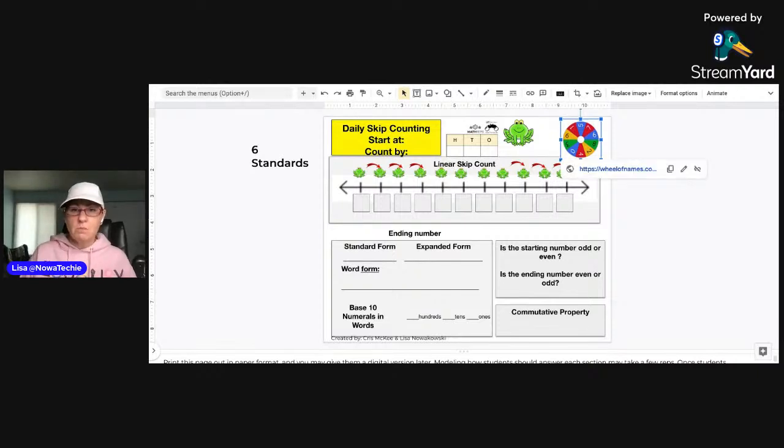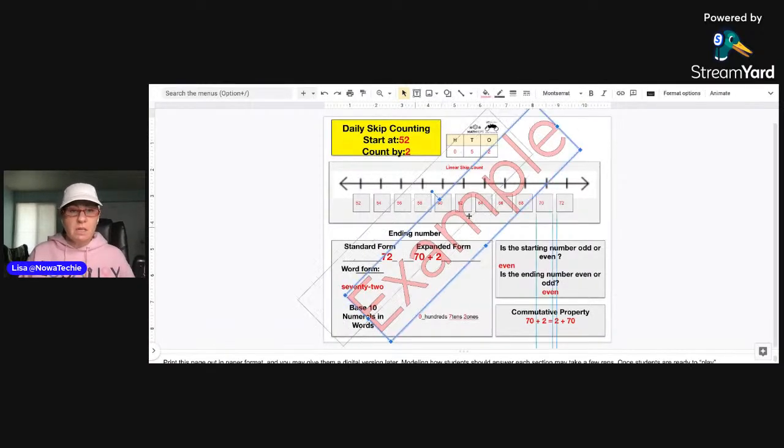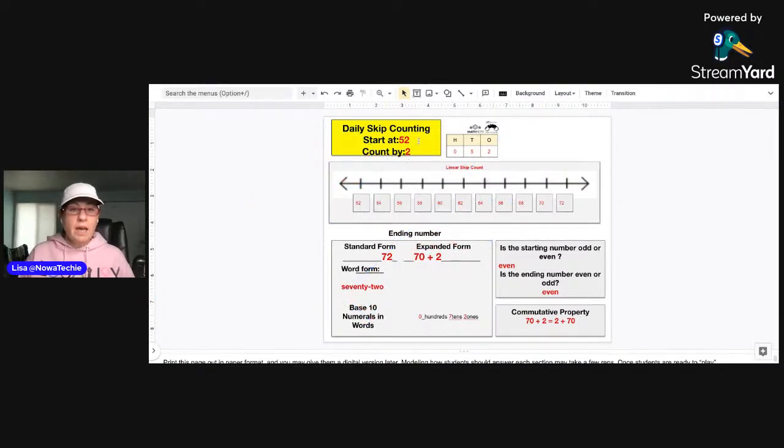Go to the next slide. There we go. So here's an example of what it looks like. I'm going to move this off to the side. Actually, I'm going to delete that. And so you can see I have them starting at 52 on this one, and I wrote it here, ones, tens, hundreds. They start at 52 and they're going to count by twos. So it starts at 52 and ends at 72.